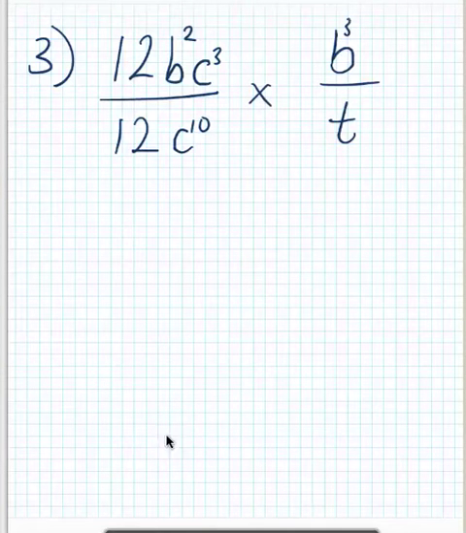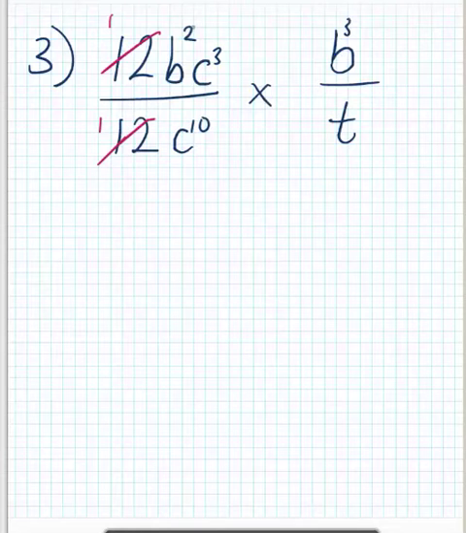So once again with our next question, we've got two fractions that we are multiplying. So first step is simplify before we multiply. Now I can see I've got a 12 on top and a 12 on the bottom. Both the same values go straight away. Or really a 1, because 12 divided by 12 is 1. Alright, I'll move on to my variables.